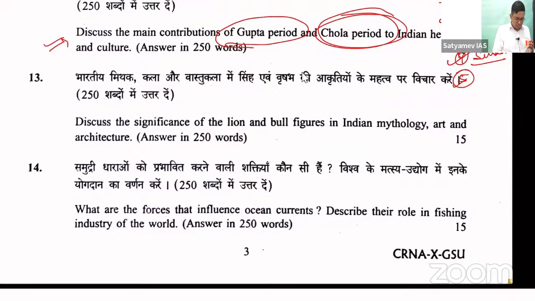Then next question. Ajo, next question. Discuss the significance of lion and bull figures in Indian mythology, art and architecture. Batao. Mythology, do you know? What do you know?